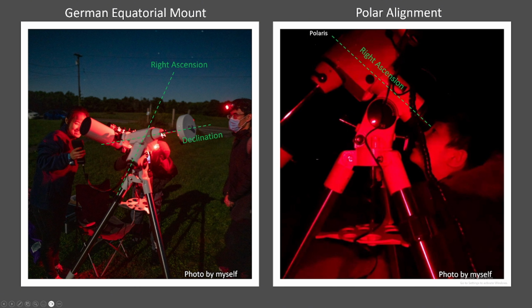But in order for this to work, you have to align the right ascension axis to the real Earth rotation axis, and this is called polar alignment, like what you see on the right hand side. Here my son is using a polar scope to aim at Polaris. As soon as Polaris appears in a specific location in the polar scope, the mechanical axis of the telescope coincides with the Earth's rotational axis, and then the polar alignment is done.